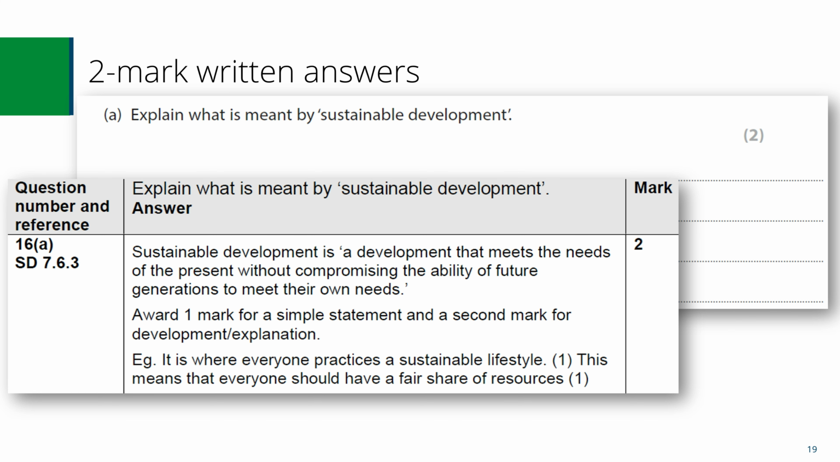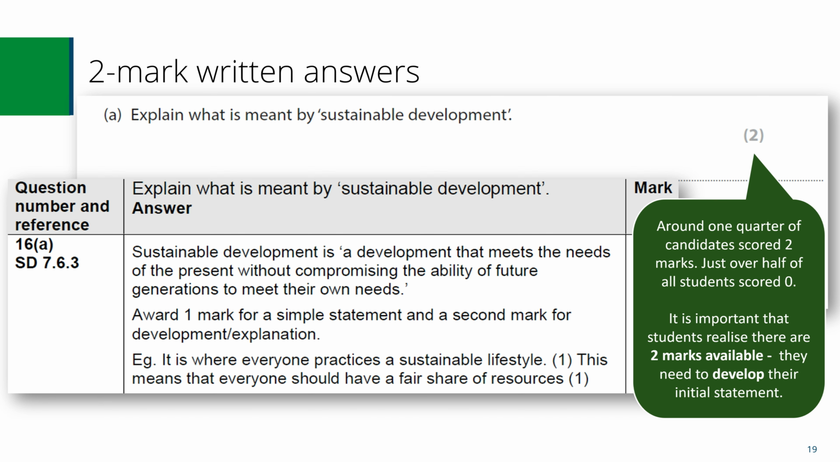But there are many other ways of gaining the marks, where there is a valid starting point and then a valid development. And another example is shown there, where everyone has a sustainable lifestyle, and that means that everyone would have a fair share of resources. This type of approach as well would also gain full credit.